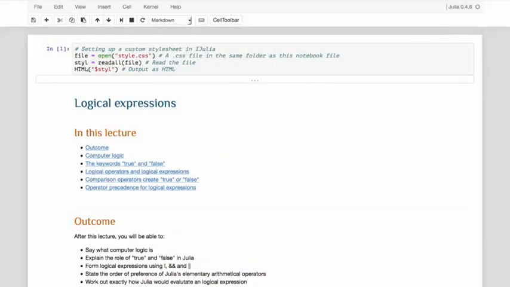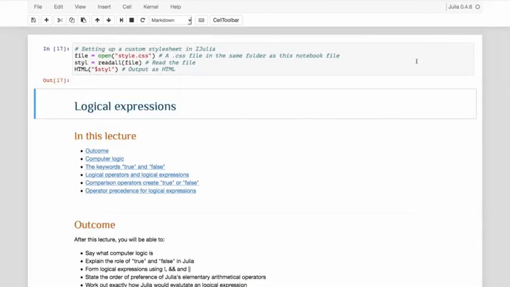So in week 1, lecture 5, we talk about logical expressions. Logical expressions are really what set computer languages apart from arithmetic. With logical expressions, you get the computer language to do a whole variety of different things. The crucial concepts here are the keywords true and false. Now we move on to the heart of computing, which is logic.